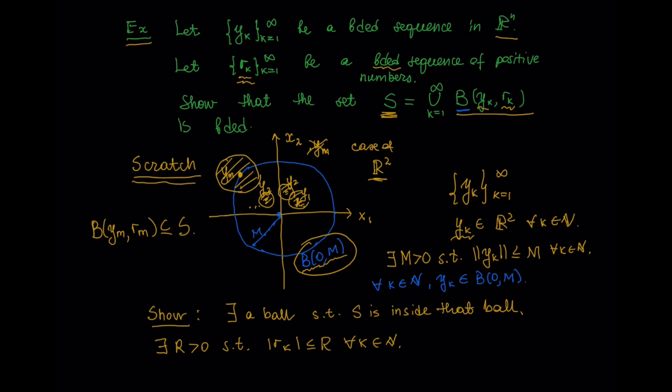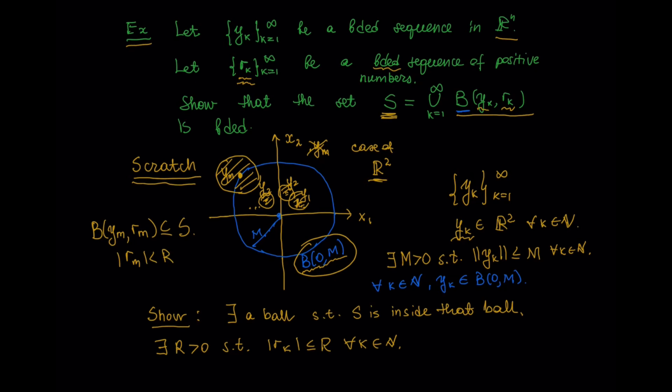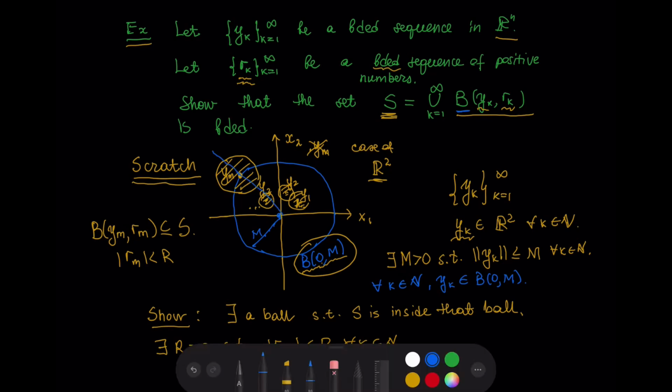However, what we know is that the absolute value of Rm is less than R, and so if we take the ball B of radius M plus R, we should be able to account for all of these situations, right? So if we look at the ball centered at 0 of radius M plus R, where R would be this portion over here, right? And R is going to be larger than the radius of this ball centered at ym.